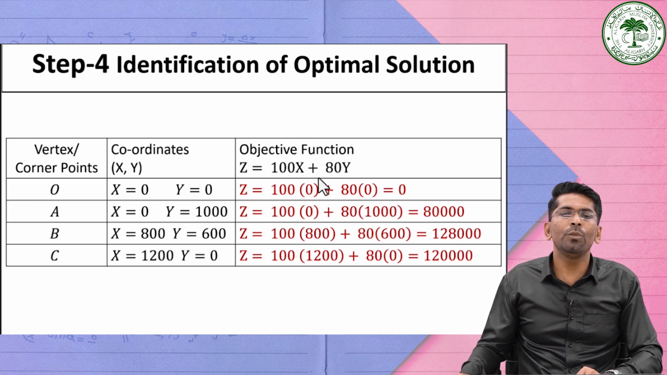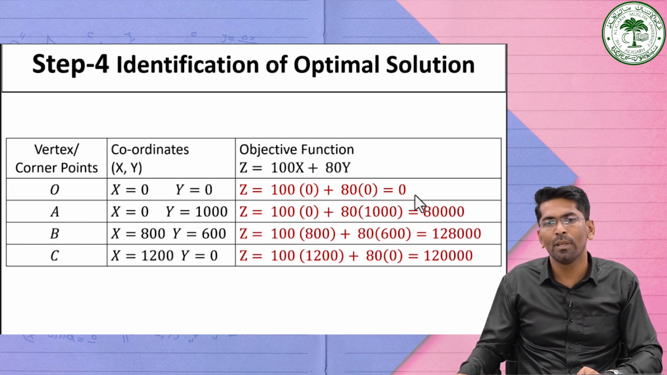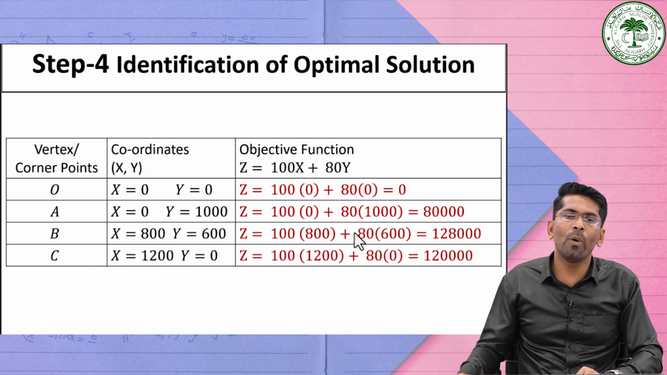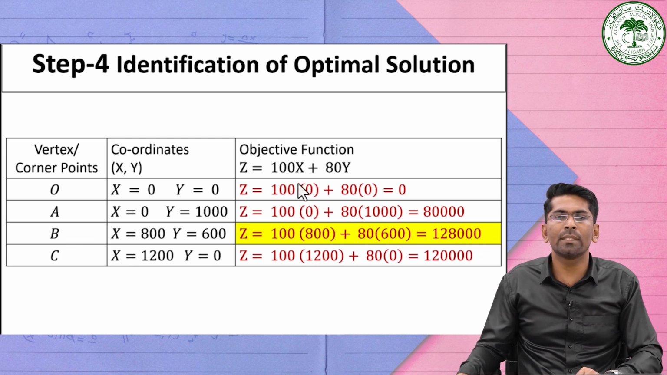Now, see, you just compare the profit at the different corner points, that is corner points O, A, B, C. At O, the profit is equal to 0. At A, the profit is equal to 80,000. At B, the profit is equal to 1,28,000. At point C, it is 1,20,000. So out of these, the maximum profit is 1,28,000, which is at corner point B.